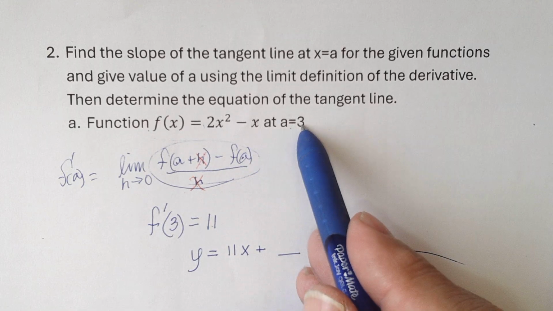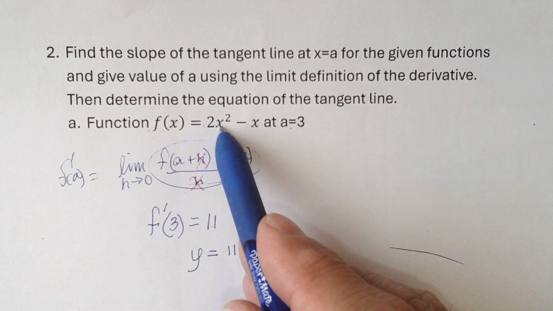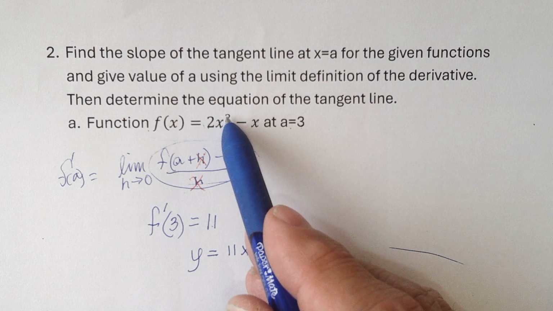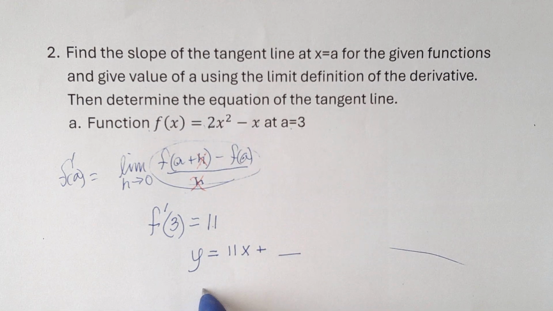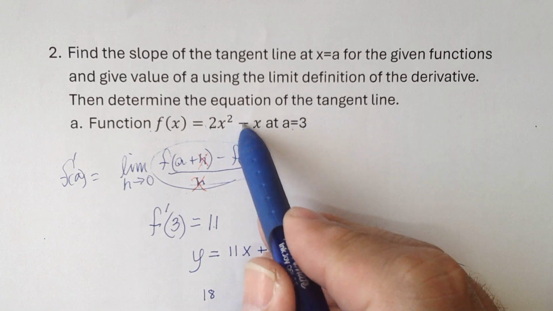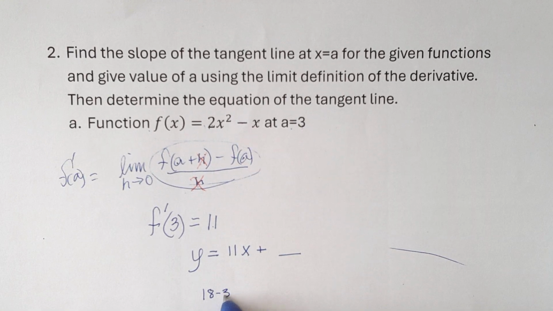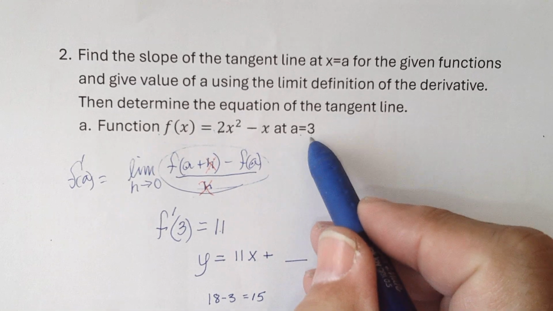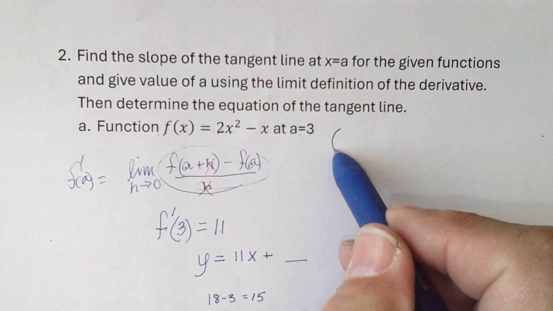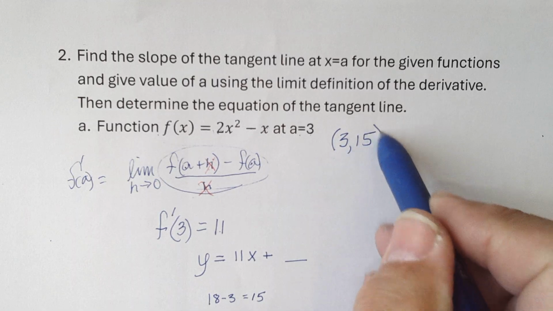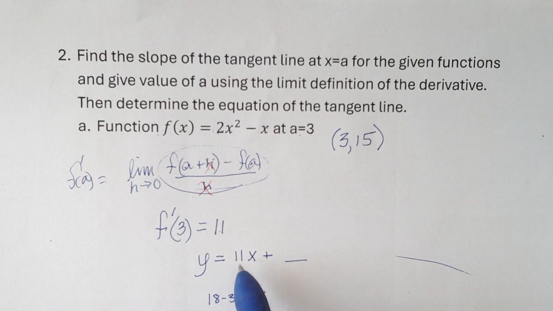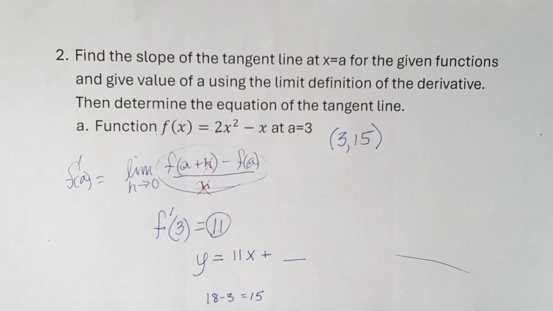Well, I'm looking near 3, so if I put 3 in here, 2 times 3 squared, 9 times 2, 18, minus 3 is 15. So the graph is going through the point 3, 15, and has a slope of 11.